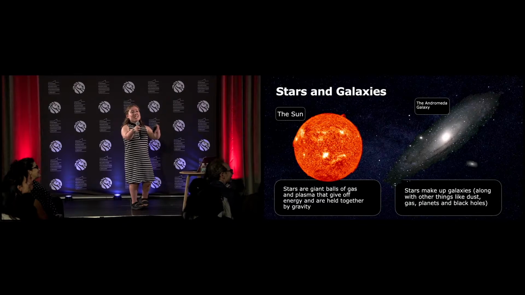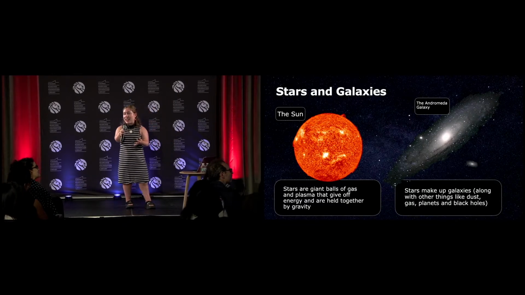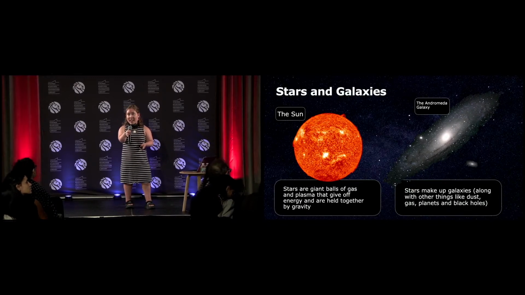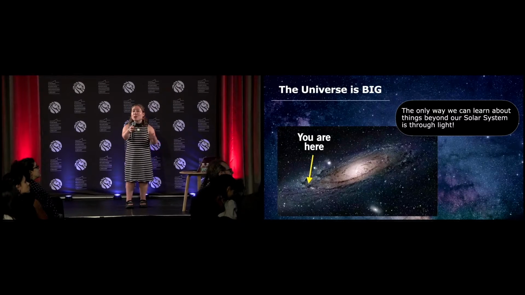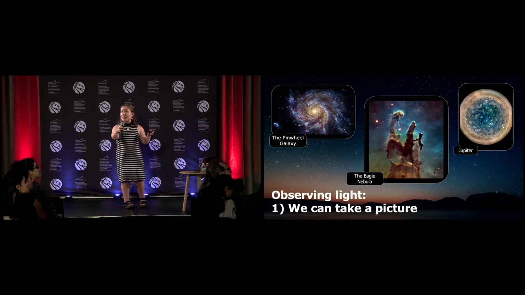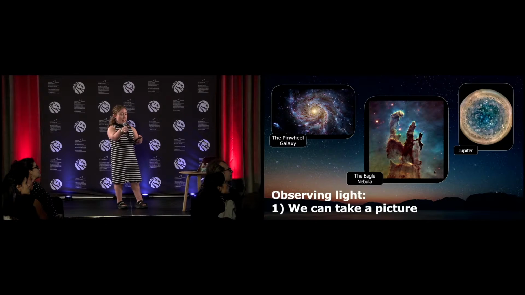So these objects are so cool that we want to study them, but we can't go to them and run experiments or take samples. And that's because space is really big. The universe is too big for us to fly to anything beyond our solar system. So the only way we can learn about stars or galaxies is through their light. And there's two ways we can study their light. We can take a picture, just like you can with your phone or with your camera, and we get these incredibly beautiful images. I'm showing the Pinwheel Galaxy on the left, the Eagle Nebula in the center, and the swirling clouds of gas on Jupiter on the right.